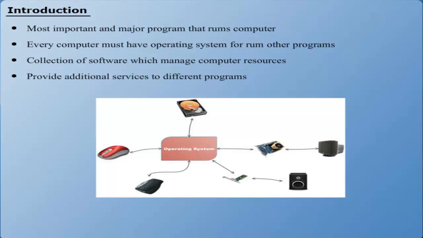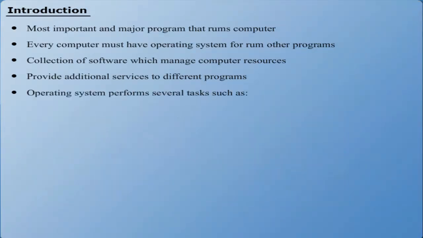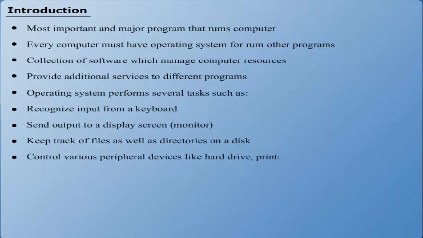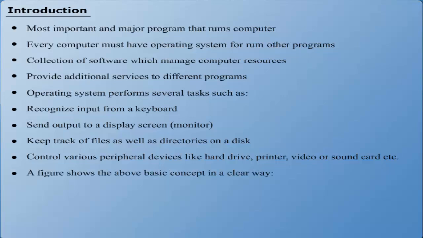An operating system performs several tasks such as: Number 1. Recognize input from a keyboard. Number 2. Send output to a display screen, monitor. Number 3. Keep track of files as well as directories on a disk. Number 4. Control various peripheral devices like hard drive, printer, video or sound card, etc. A figure shows the above basic concept in a clear way.